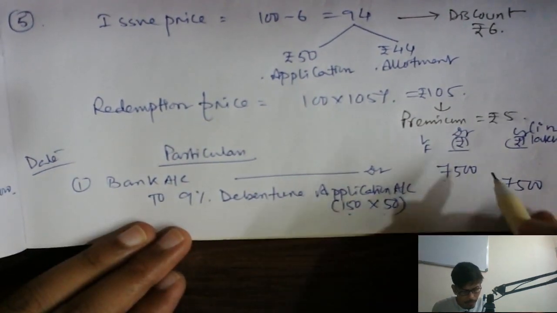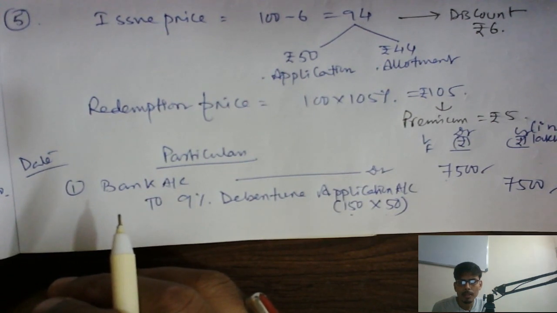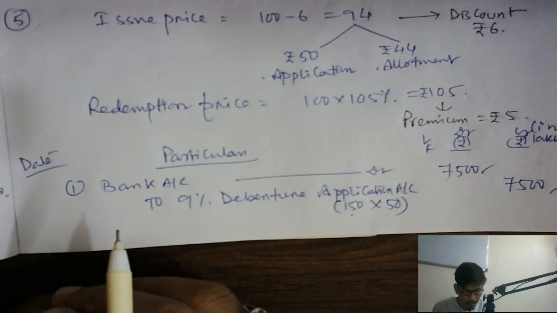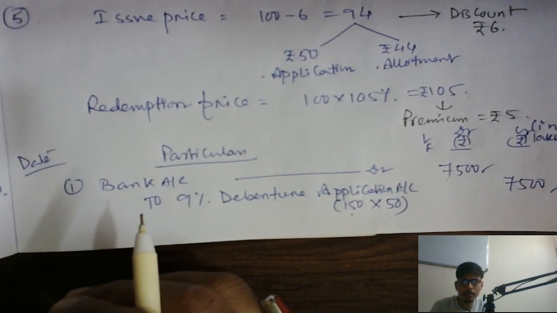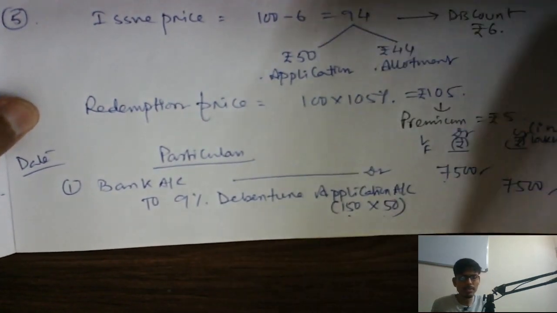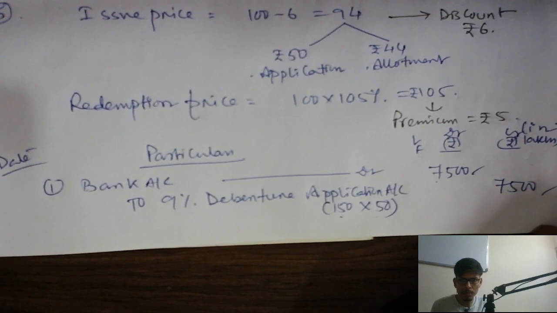150 into 50, 7,500. Clear? So bank to 9% debenture application 7,500. Done. This is the first entry, and then moving to the second one. ये देख लीजिए फर्स्ट एंट्री हो गया यहाँ पे बैंक टू 9% डिवेंचर एप्लीकेशन.